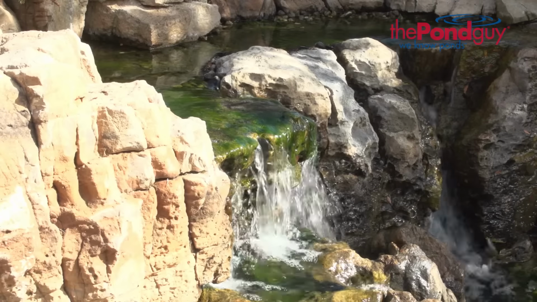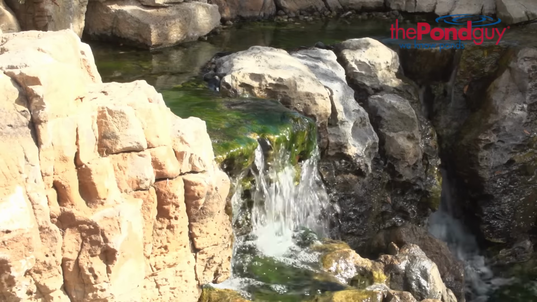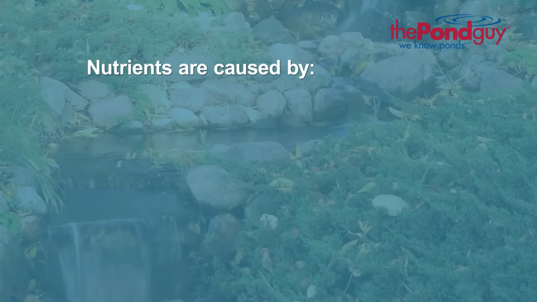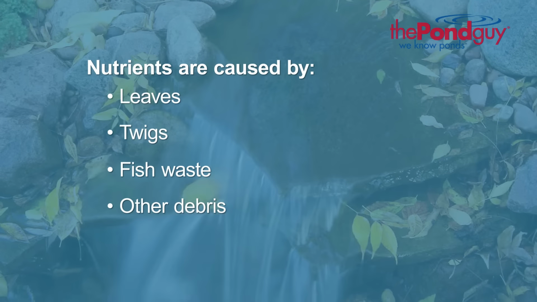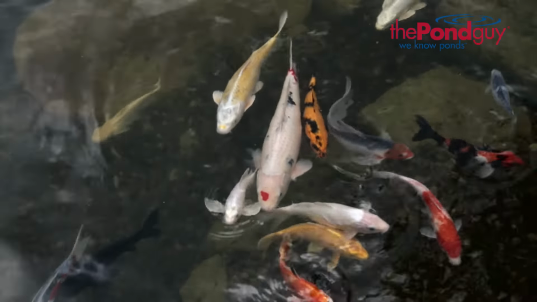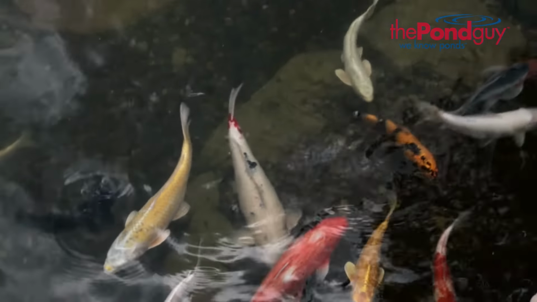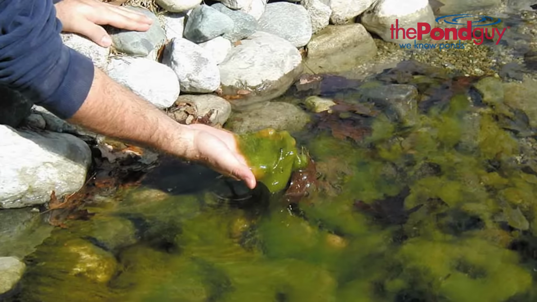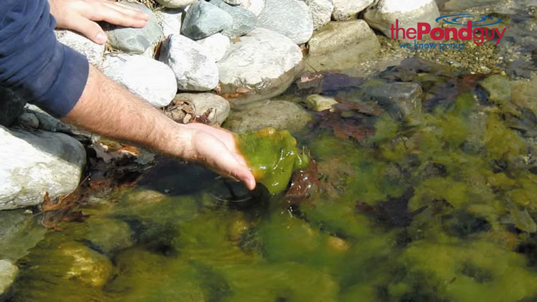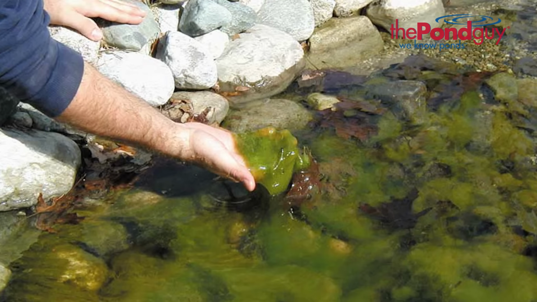Green water and string algae are the most common problems pond hobbyists face. When too many nutrients caused by decaying leaves, twigs, fish waste, and other debris build up in your water garden, they act as fertilizer, causing algae to flourish. Although a little algae can be healthy, an abundance quickly becomes unsightly, ruins your water quality, and creates a headache for you and your fish.